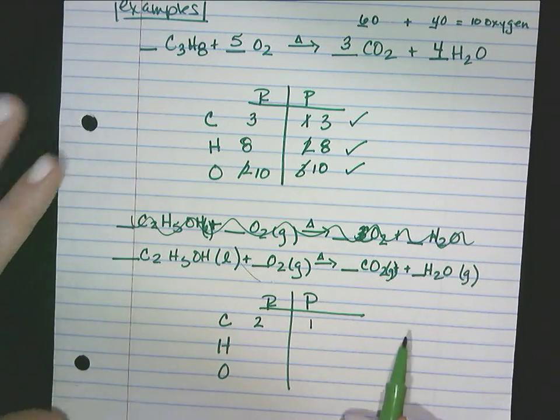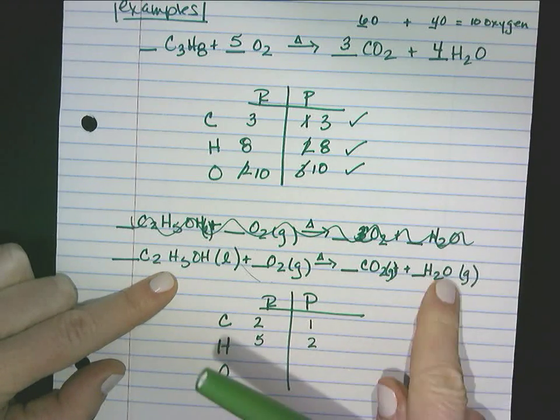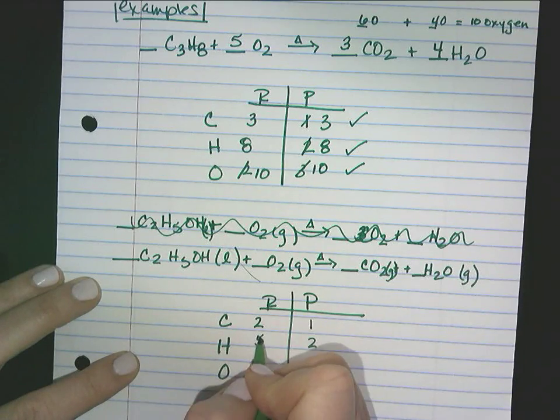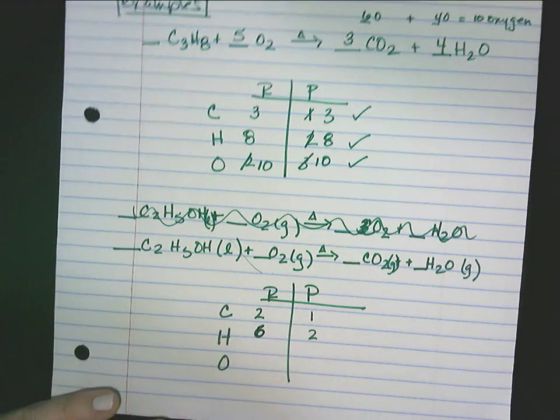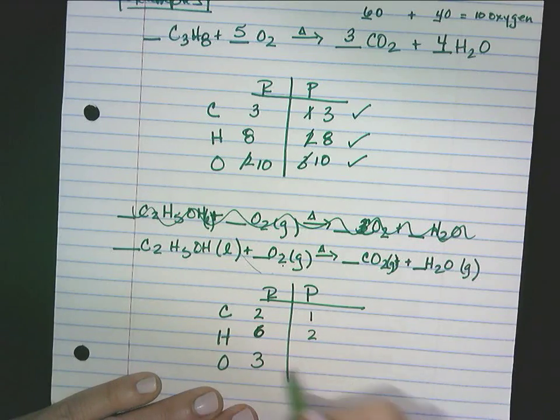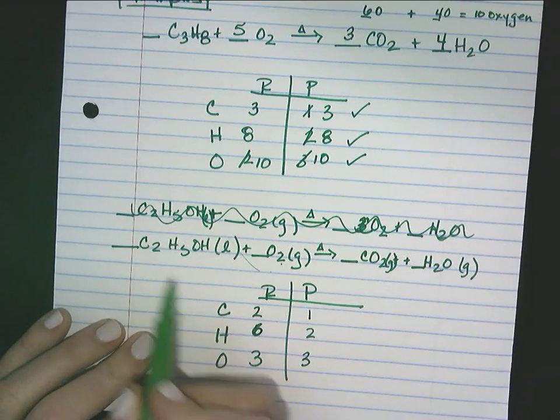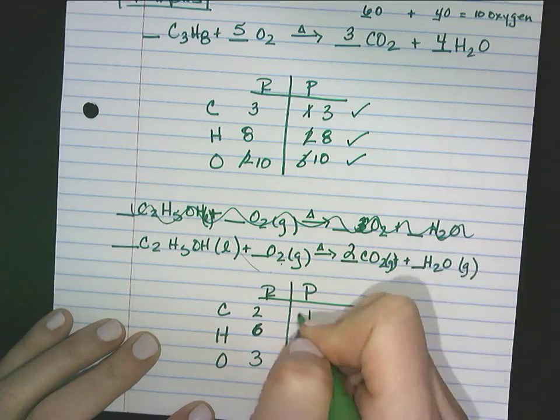We have 5 hydrogens, and we have 2 hydrogens in the product. Pardon me, we have 5 plus 1 hydrogen, so we actually begin with 6 hydrogens in the reactants, 2 in the products. And we begin with 1, 2, 3 oxygens, and 1, 2, 3 oxygens in the product. So let's go ahead and balance that. So carbon, we have 2 carbons here, we have 2 carbons here.